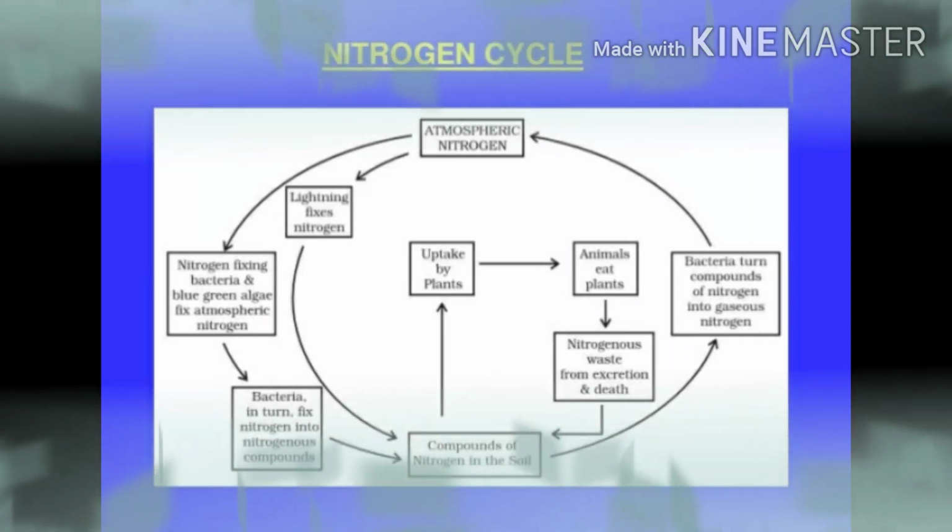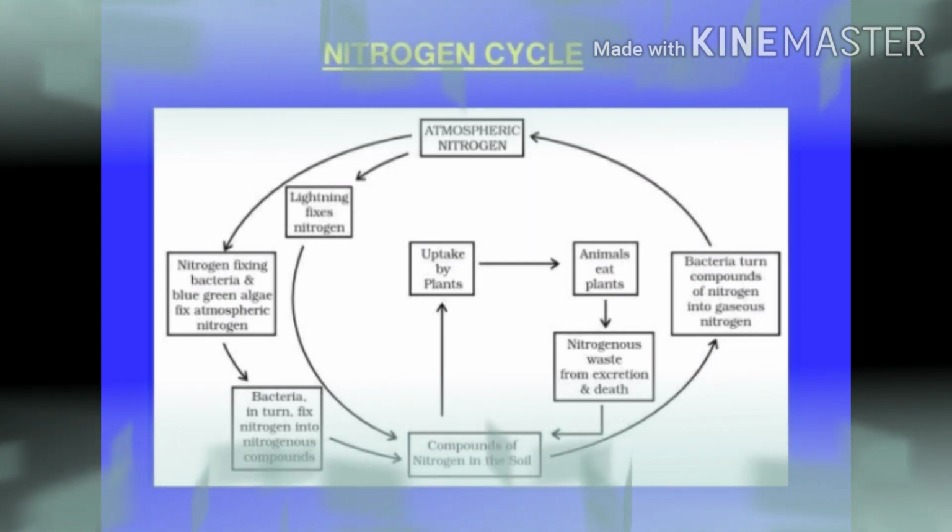Now we learn the nitrogen cycle in cyclic form. The first one is atmospheric nitrogen. The nitrogen is introduced to the soil by precipitation or lightning. Lightning fixes nitrogen. Then the bacteria in the soil and the plant roots also convert nitrogen into usable forms, that is, compounds of nitrogen in the soil.